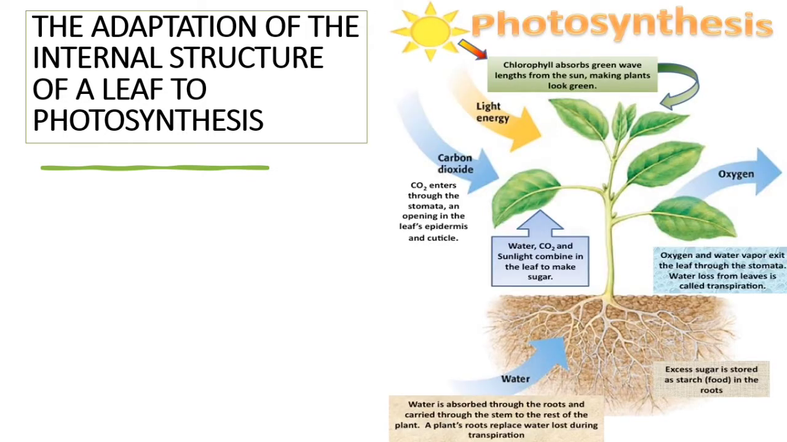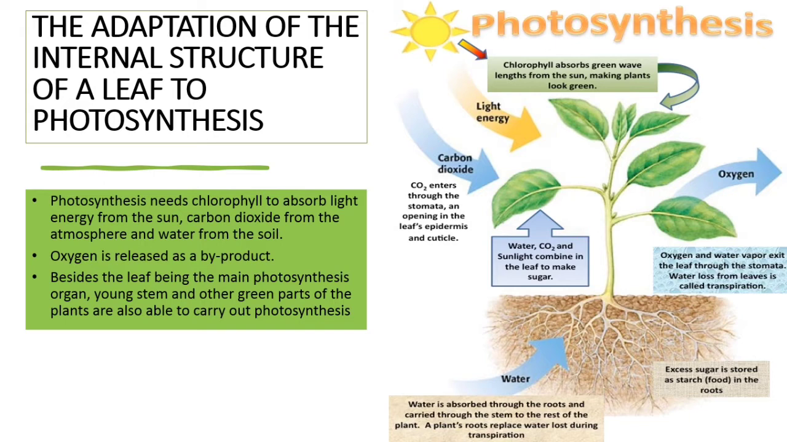Before we learn about the process, we have to know the adaptation of the internal structure of a leaf to photosynthesis. So this is the whole process of photosynthesis. Photosynthesis needs chlorophyll to absorb light energy from the sun, carbon dioxide from the atmosphere and water from the soil. Oxygen is released as a byproduct.